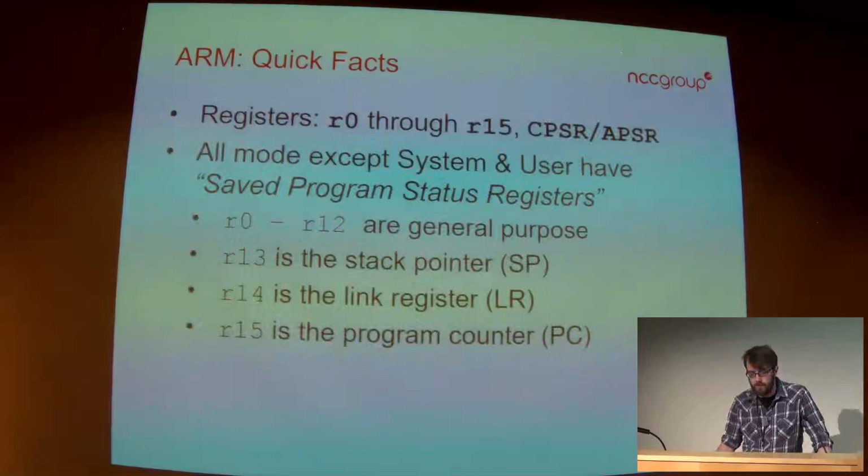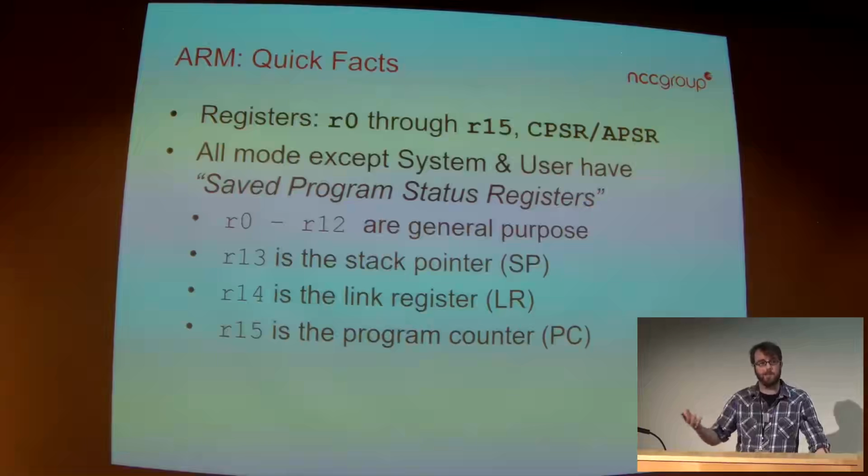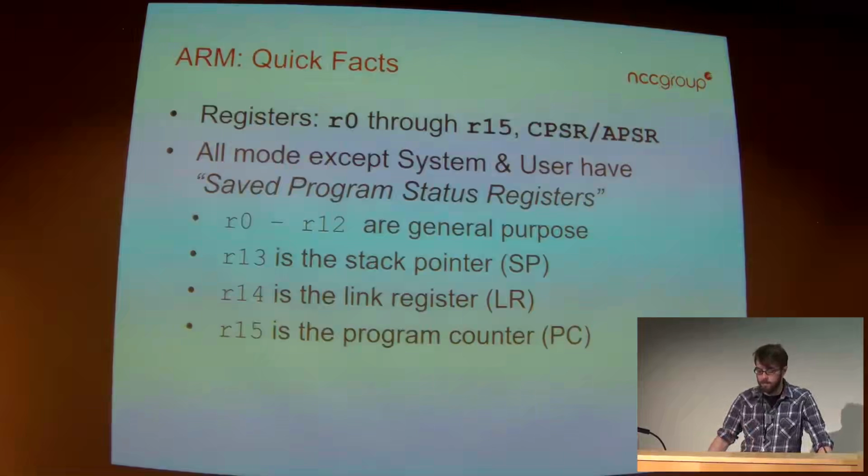So there are registers. You have R0 through R15, and then a current program status register, and an application program status register. There's an interesting relationship between them, where the APSR is a subset of the CPSR, or vice versa. But just know that. That's just status. It tells you about the current processor state, like whether it's in Thumb or ARM mode, and Jazelle mode.